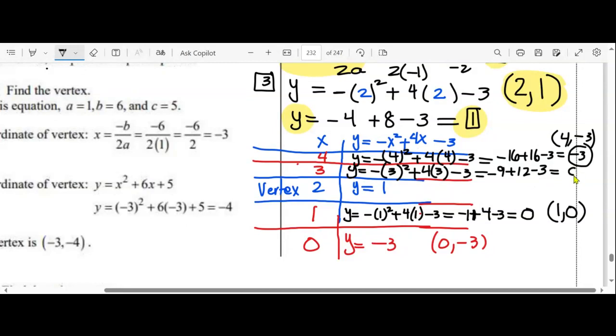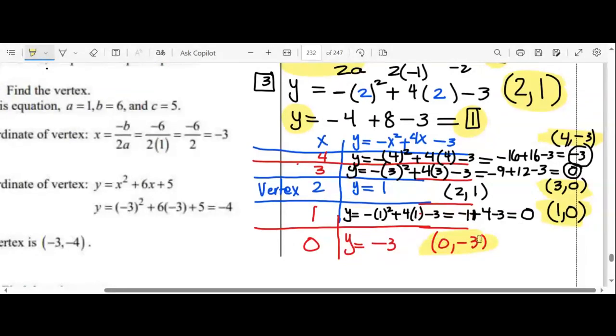This one is 0, 0. Very good. So this point is going to be what? 3 and 0. And we already have this point, which is 2 and 1. So now we're going to go to the graph and graph those values. This one, this one, this one, and this one.